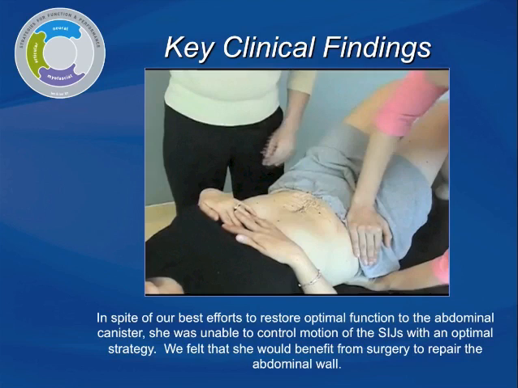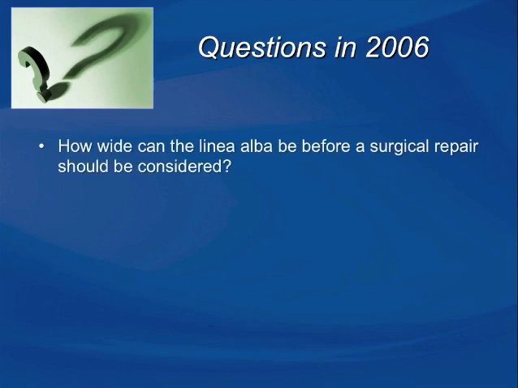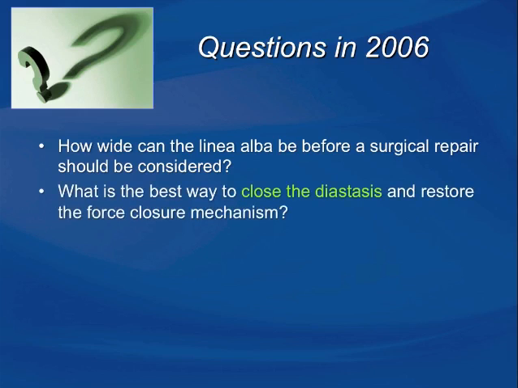And so this led to a number of questions around women with diastasis rectus abdominis. The first one being, how wide can the linea alba be before a surgical repair should be considered? Is there a magic number that, when we measure this on the ultrasound, we can triage people directly to surgery as opposed to putting them through training first? What was the best way to close the diastasis? Note these words are in green because this is what we thought was important at the time.